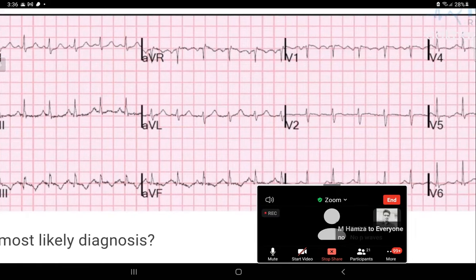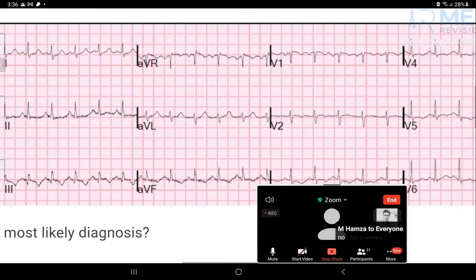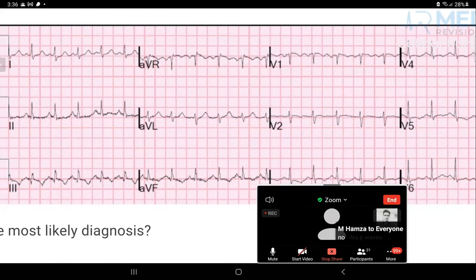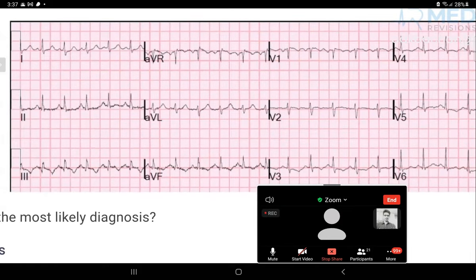You guys understand how we're going to work our way through the ECGs of the PLAB1 exam? Is it making any sense now? Because I always hated ECG and now I kind of understand it, so it does make sense. You guys follow? Good.